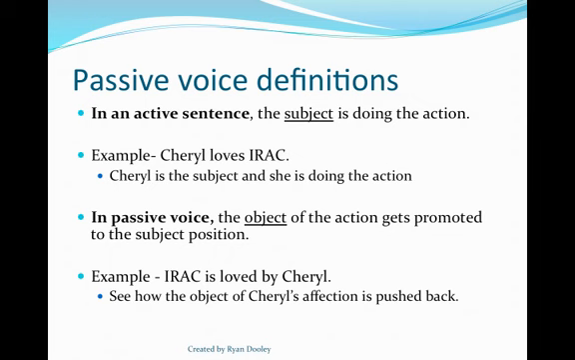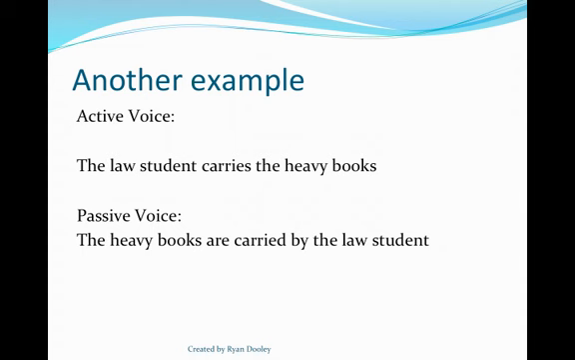But if you break the sentence down, you can see how the object, IRAC, being the object of Cheryl's affection, is being pushed into the subject position. IRAC is loved by Cheryl again means more or less that Cheryl loves IRAC. It's just a little more confusing and a little more complicated than it needs to be.